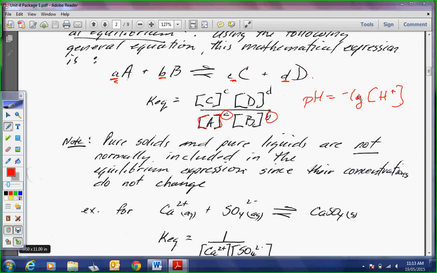So square brackets are a new shorthand notation for concentration. So square brackets is concentration. Therefore this would be the concentration of H plus. 2.0 moles per liter. 0.113 moles per liter. It's a concentration, right?